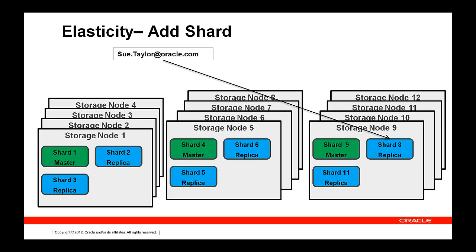The new configuration will have 12 storage nodes with the same replication factor of 3, 12 by 3. The number of shards will increase by 50%. When new shards are added to the configuration, Oracle NoSQL Database will populate the new shards with some of the data from the existing shards.